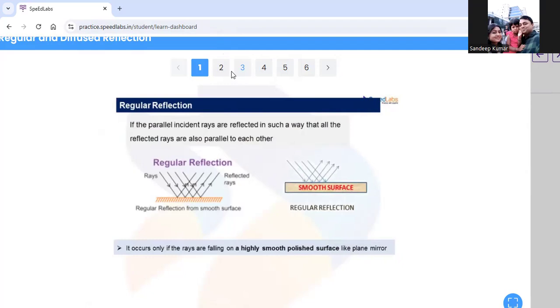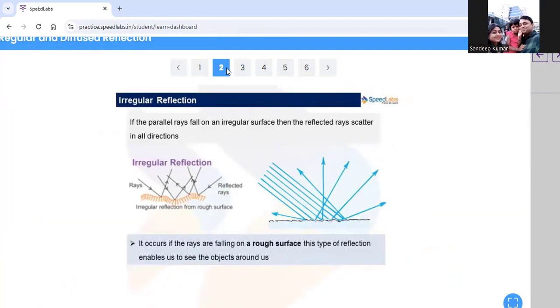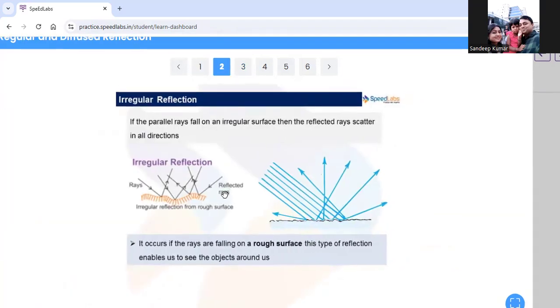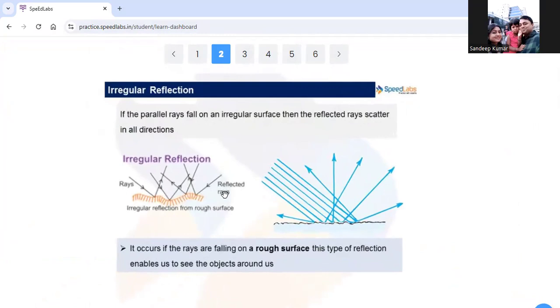Similarly, irregular reflection will take place through a rough surface, children. You can see here, this is a rough surface. When a parallel beam of light falls on a rough surface, the reflected lights are not parallel. So if the parallel rays fall on an irregular surface, like an uneven surface, then the reflected rays scatter in all directions. You can see. So this is called irregular reflection. It occurs if the light rays are falling on a rough surface. This type of reflection enables us to see the objects around us.